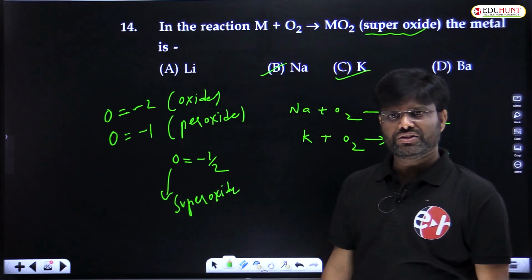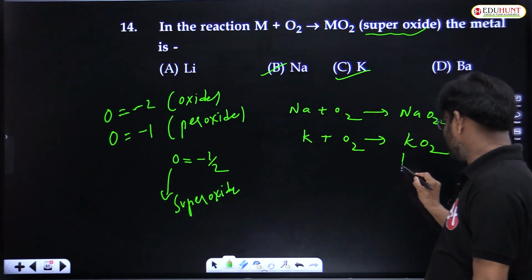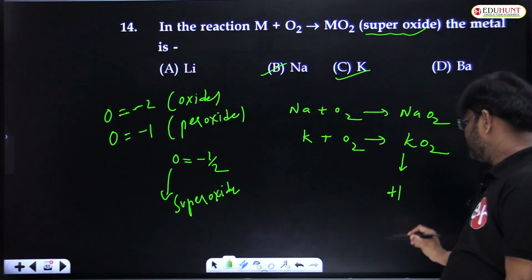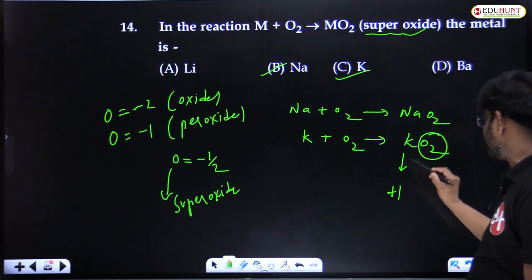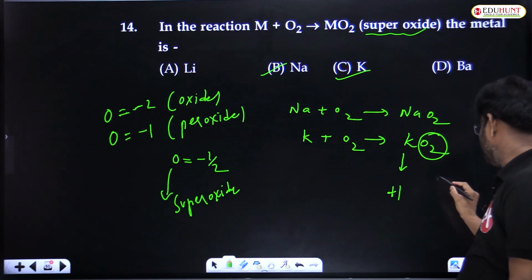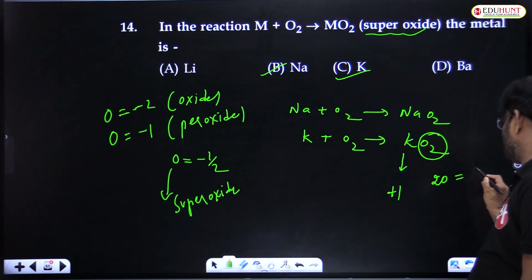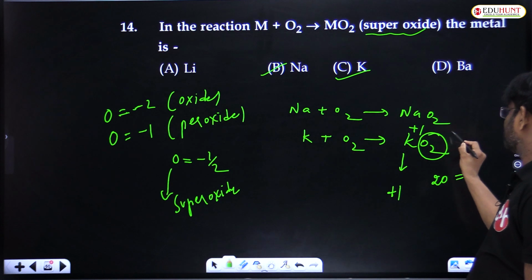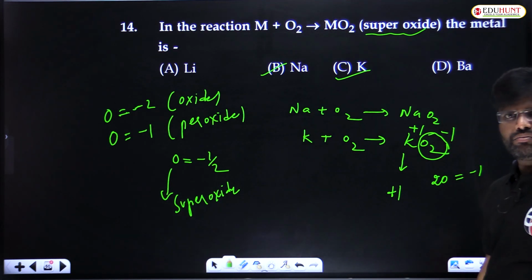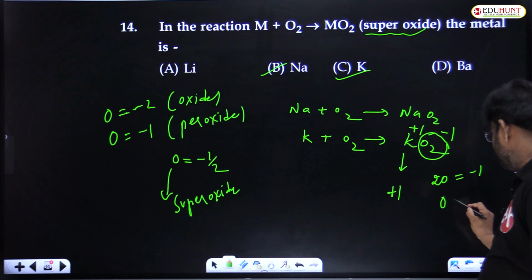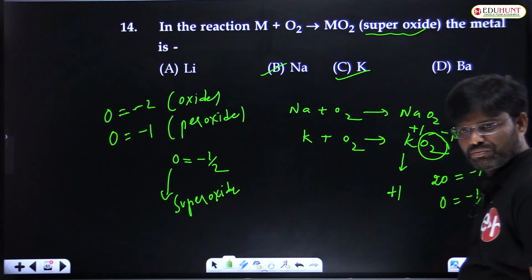minus of. So here potassium charge is K plus 1. Then automatically total 2 oxygens are there. Then 2 oxygens charge how much? This is plus 1, this is minus 1. So 2 oxygens charge is minus 1. 1 oxygen charge how much? Minus 1 by 2.